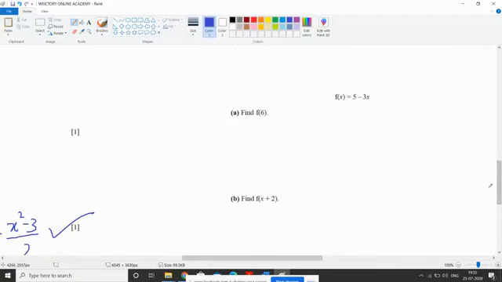Now let's move to the third question. It says find f(6). Okay, so you just substitute x as 6. So f(6) is 5 minus 3 into 6, which will give you, you can use the calculator or do it manually. So it's 5 minus 18, which is minus 13.